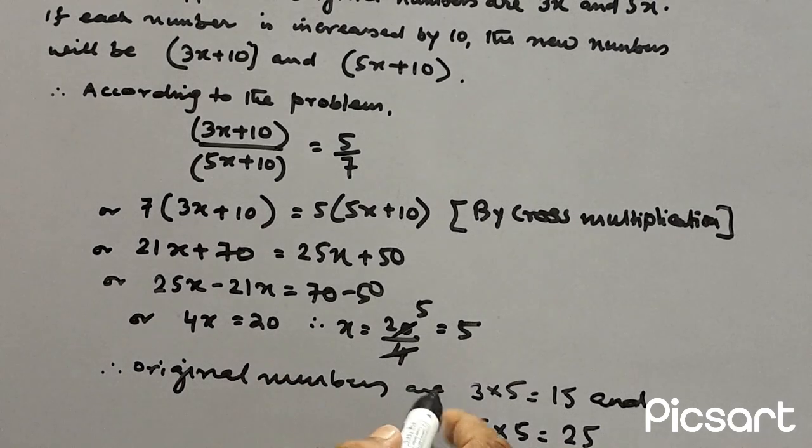Therefore, original numbers are 15 and 25. This is the answer.